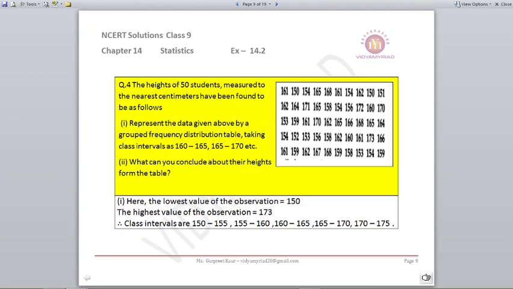Question number 4. The heights of 50 students measured to the nearest centimeter have been found to be as follows. Represent the data given above by a grouped frequency distribution table taking the class interval as 160 to 165, so it's a gap of 5. What can you conclude about the heights from the table? First let us see the maximum value of observation here, which is 173. That means I should make this table till 175, that is 170 to 175.